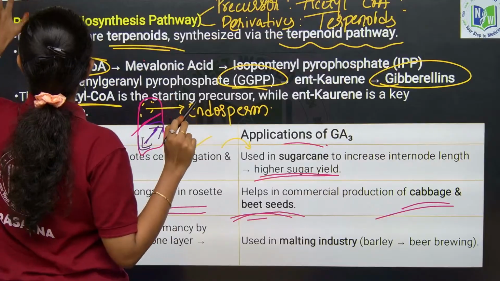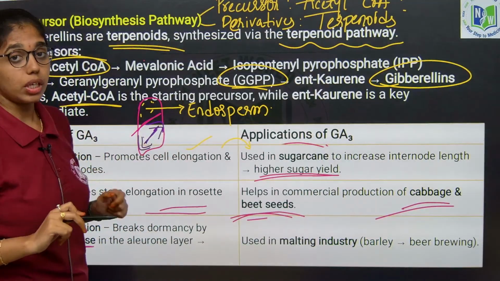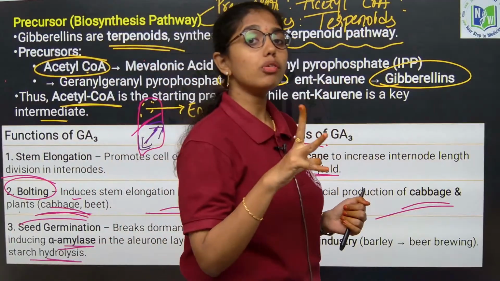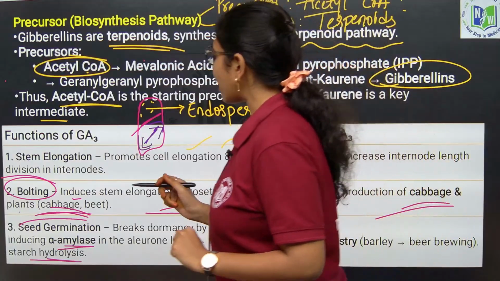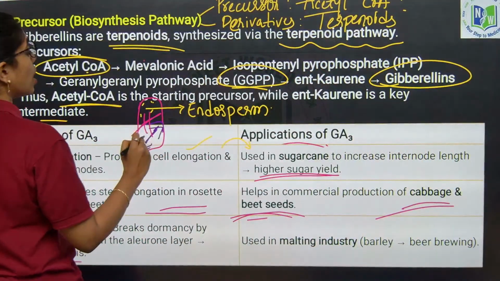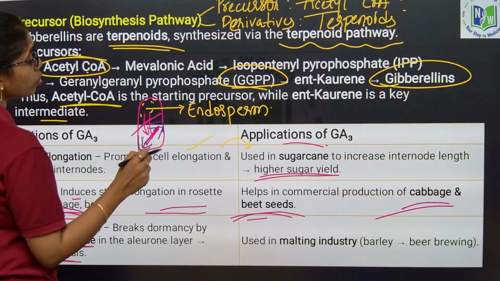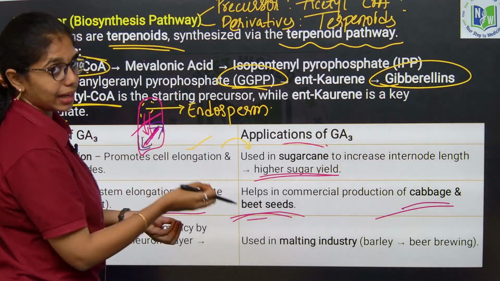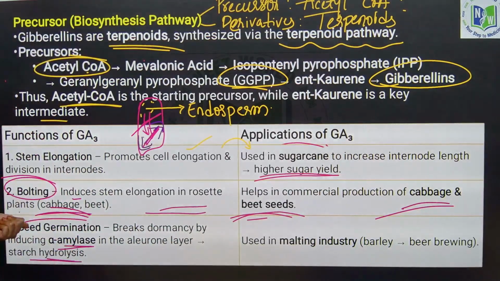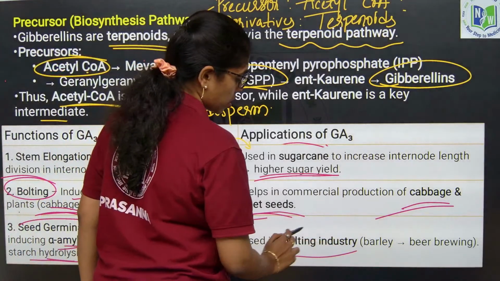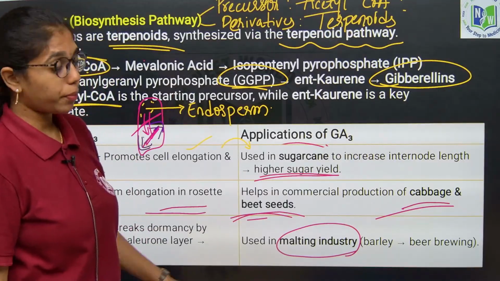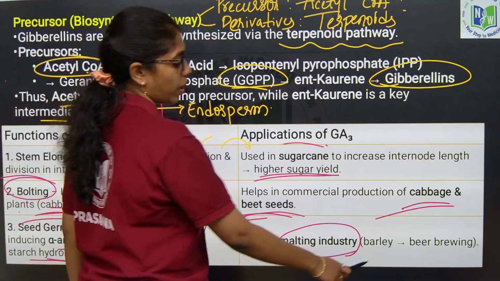So, during seed germination, gibberellic acid will induce the production of alpha amylase. This alpha amylase will hydrolyze the starch and provide nutrition to the embryonal axis, thereby helping in the process of seed germination. So, this will break the dormancy by inducing alpha amylase in the aleurone layer and starch hydrolysis. This is used majorly in the malting process in the brewing industry, for example barley.